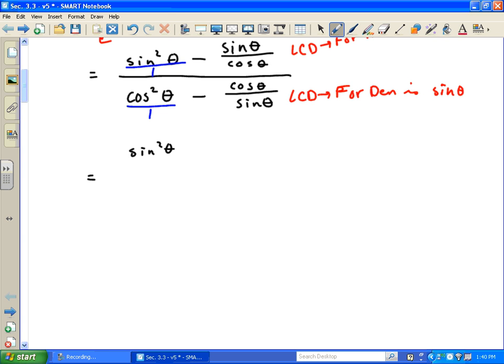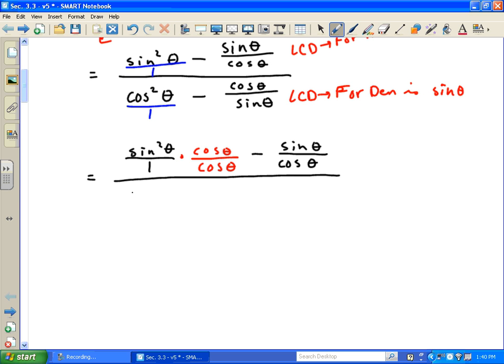Sine squared of theta over 1 would need to be multiplied by cosine of theta over cosine of theta to achieve my common denominator. The second fraction I will keep as it is. The whole numerator is over cosine squared of theta over 1. That fraction needs to be multiplied by sine of theta over sine of theta to achieve its common denominator in the bottom. The second fraction already had its common denominator.